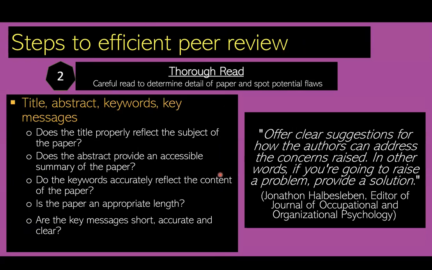All right. The second one is now a thorough read. If the paper has made some good impression on you and you think that you can walk through it, then have a thorough read. You start with the title, the abstract, the keywords. Does the abstract properly reflect the subject of the paper? Does the abstract provide an accessible summary of the paper? Do the keywords accurately reflect the content of the paper? Is the paper an appropriate length? Are the key messages short, accurate, and clear?